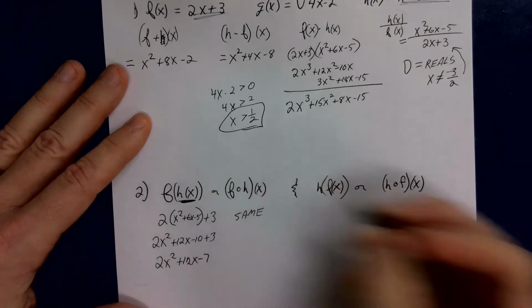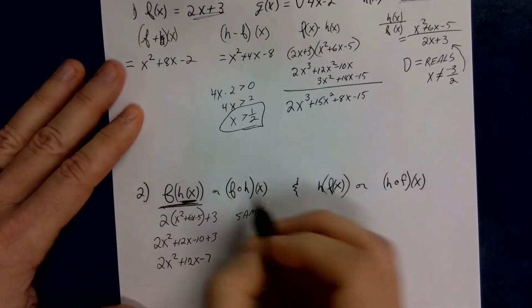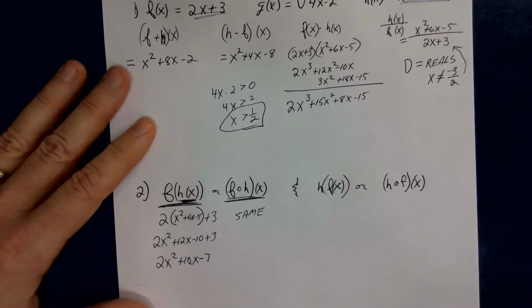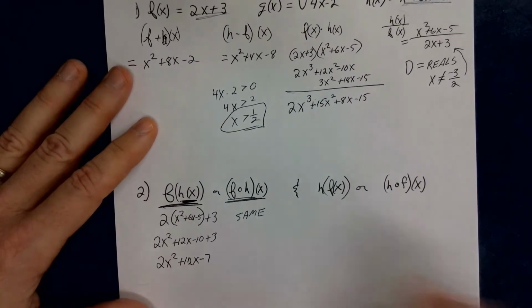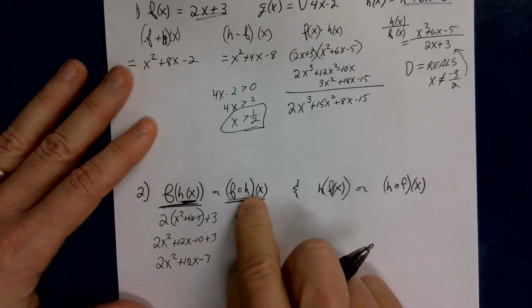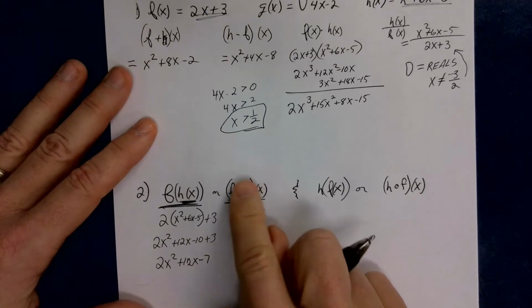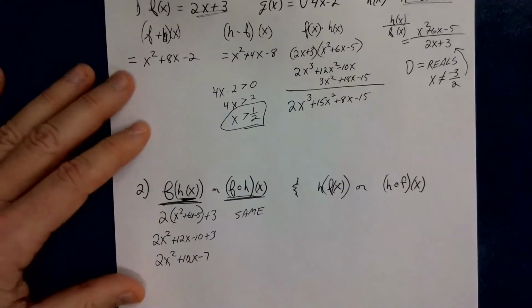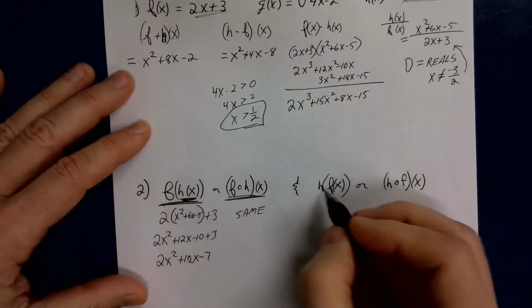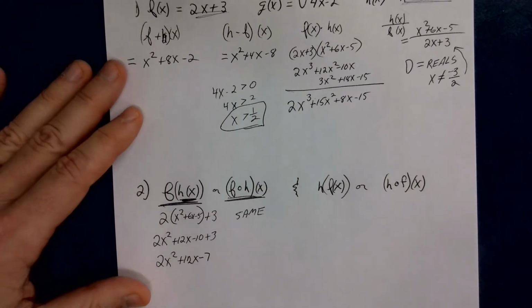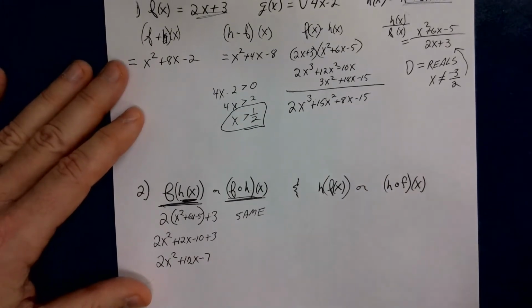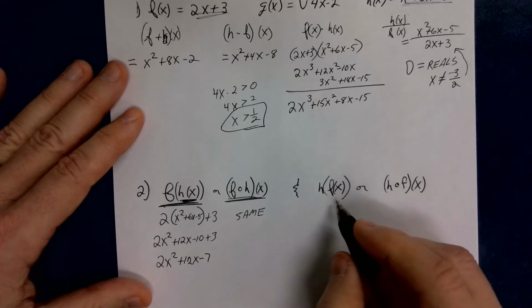F following h of x is the same. It's just different notation. Some textbooks use this, some textbooks use this. But it means that we're going to take the h function, whichever one's closest to the variable, and shove it into the other function. So does f of h of x and h of f of x equal the same thing? And the answer is, sometimes. But for the most part, no.